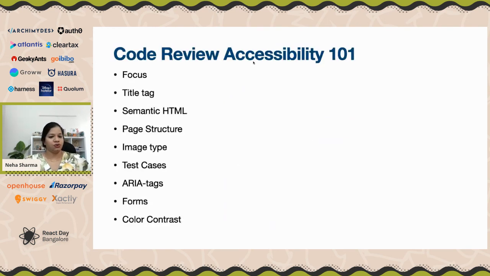Okay, so you are doing code review in your day to day life. I would request you to do the code review with accessibility in your mind. Think about focus, think about title tag, look at the semantic HTML. One thing is image type: which image type it is, is it an SVG, is it a JPEG, as well as whether it is adding information or not. Test cases are there. If yes, are the test cases handling accessibility test cases or not? Are your tags right or not? Are you adding ARIA tags just for the sake of adding them? Are your forms accessible or not?